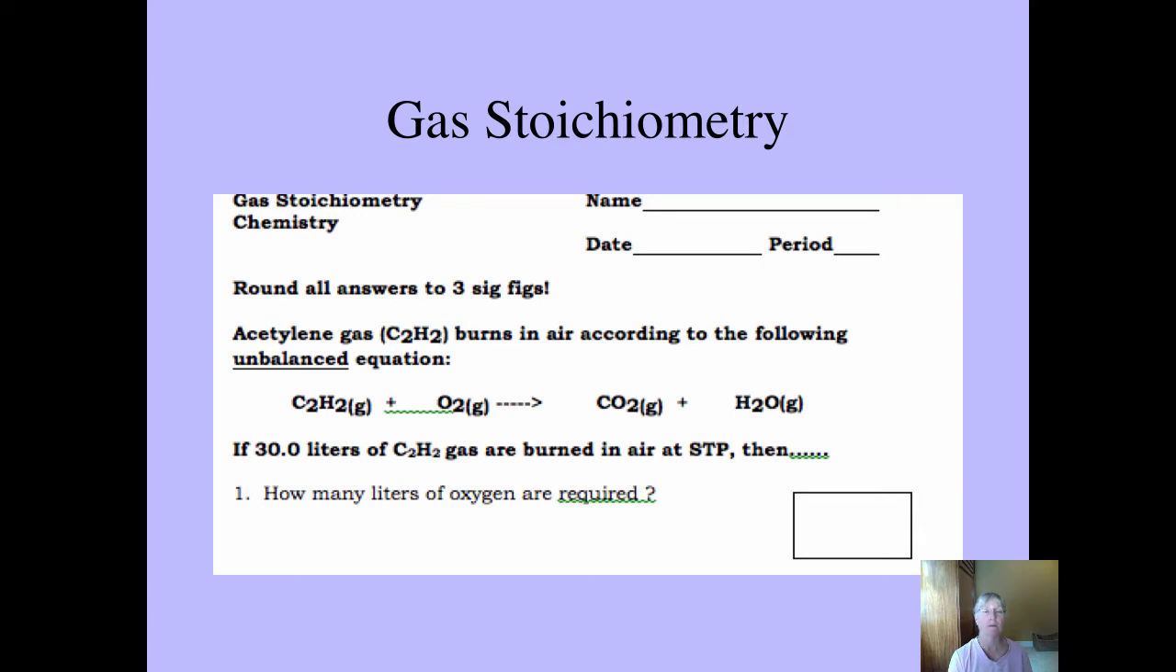So first off, please go find this page in your packet. Please be very careful. There's a page that has two sides that look identical. You want the side that says 30.0 liters of acetylene gas. Take a moment to go find that. You're going to need a calculator, and if you have access to a periodic table, you can confirm the calculations that I've made.